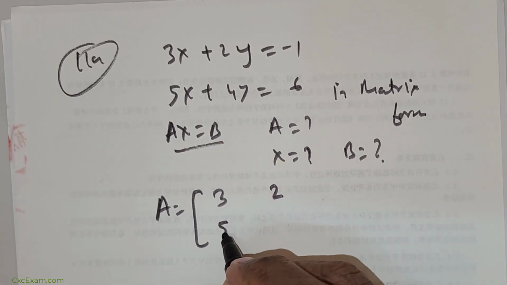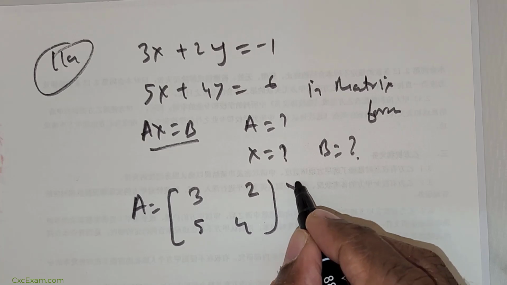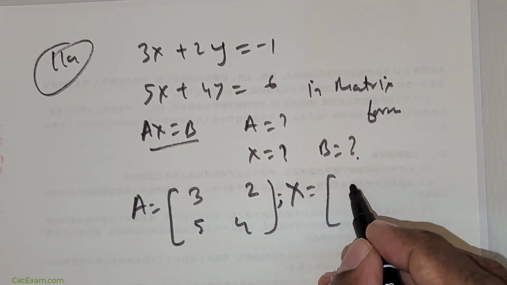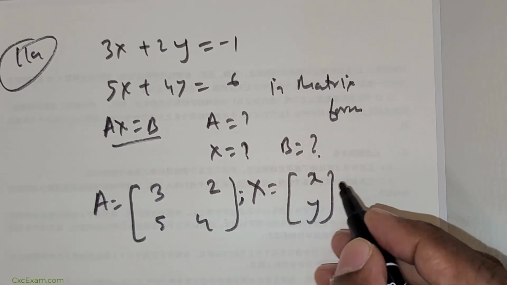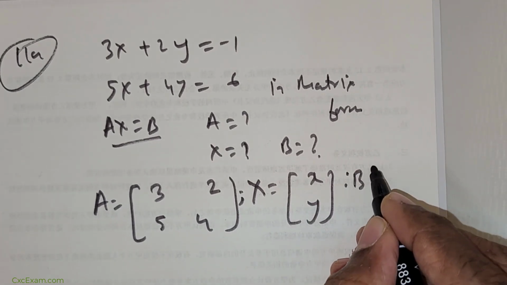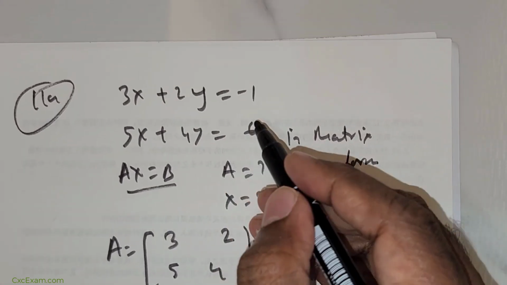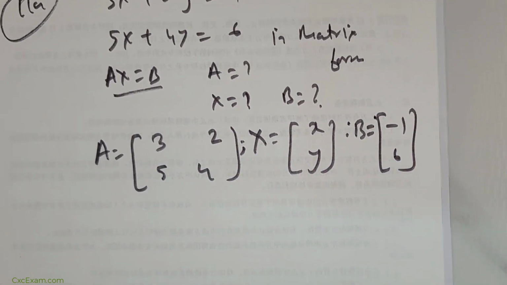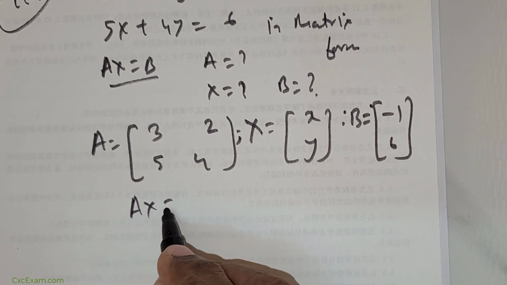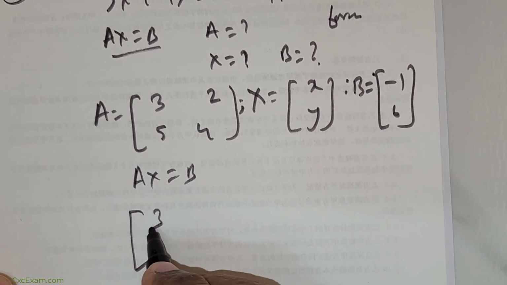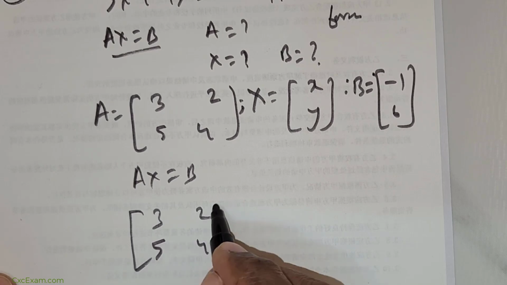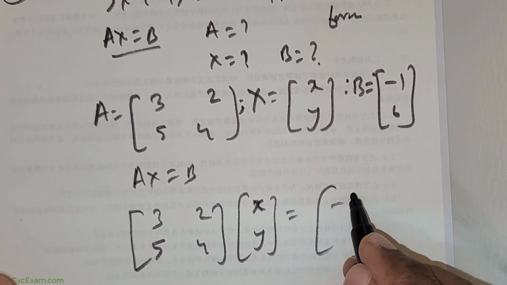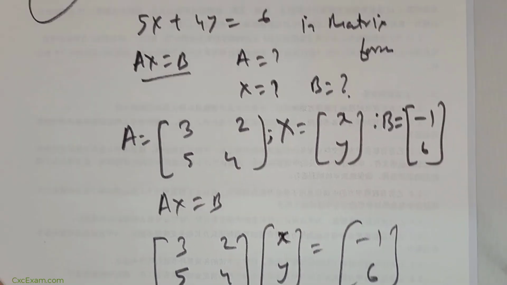Now in matrix form, A will be the coefficients of x, y. So [3, 2; 5, 4]. And the capital X is going to be the variables x and y. And B is going to be the constants -1 and 6. So AX = B is nothing but, you need to write this, [3, 2; 5, 4] times [x; y] equals [-1; 6]. So this is the solution for this question.